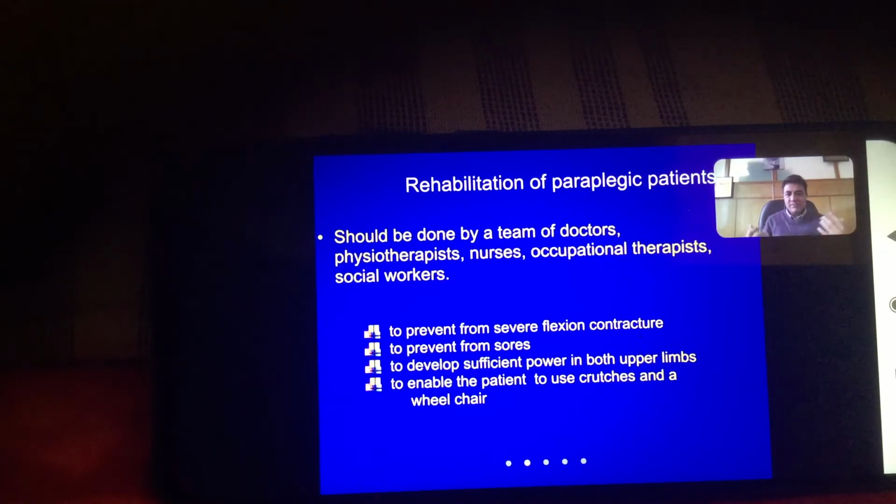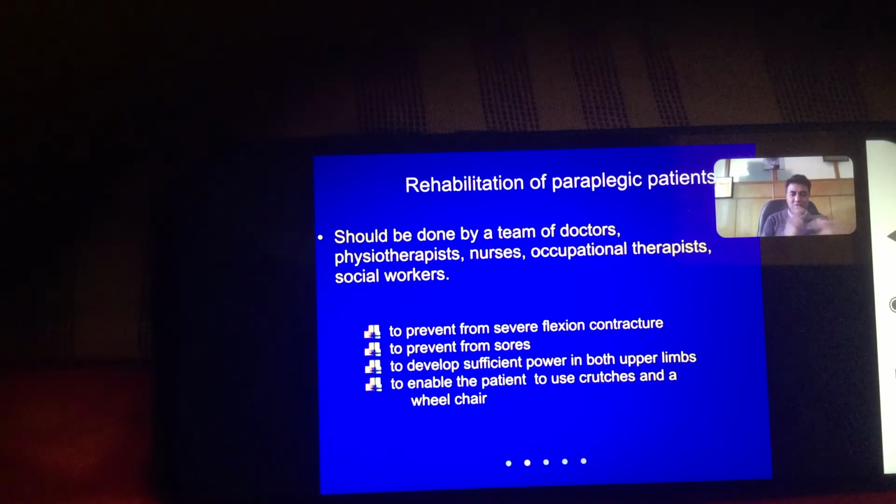Once the patient is a paraplegic, he won't be able to move around by himself. He should be earning his bread and butter by himself. That's why he should be taught to do some work manually with his hands, his intact hands. And this can be done with occupational therapists and social workers. That's why this is teamwork. If there is a paraplegic patient, there should be teamwork involved in the treatment.